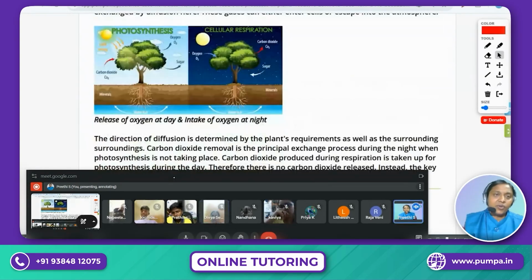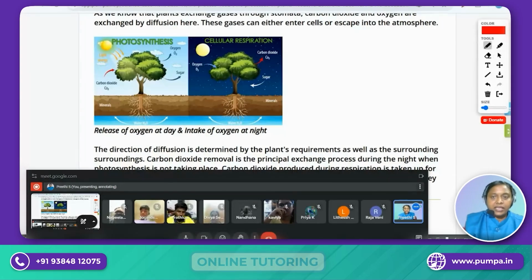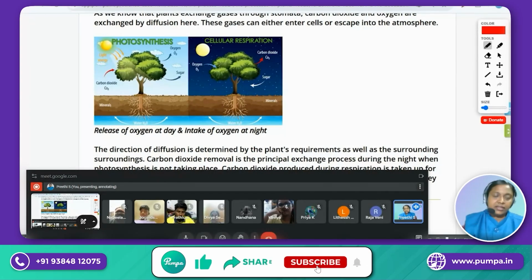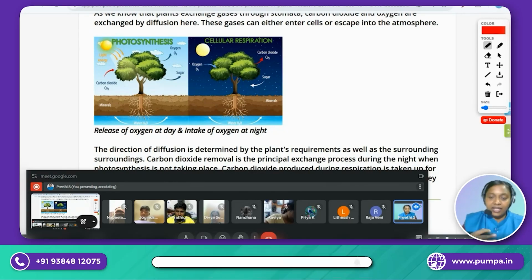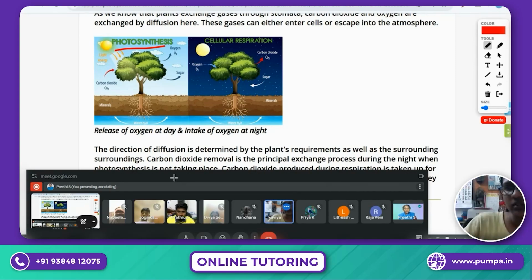And then the photosynthesis and the cellular respiration. Even in the last class we have done it. During the daytime, photosynthesis will be happening because it needs the light, right? What is the raw material for photosynthesis, children? Sunlight, water. Very good. An important one.